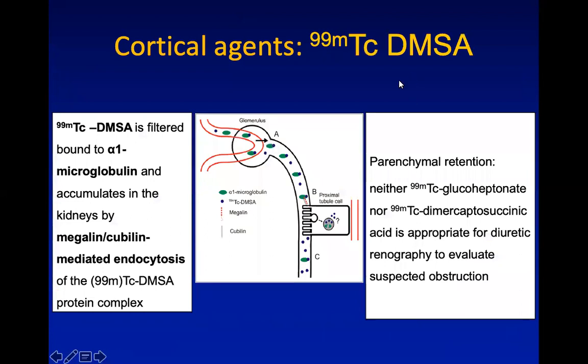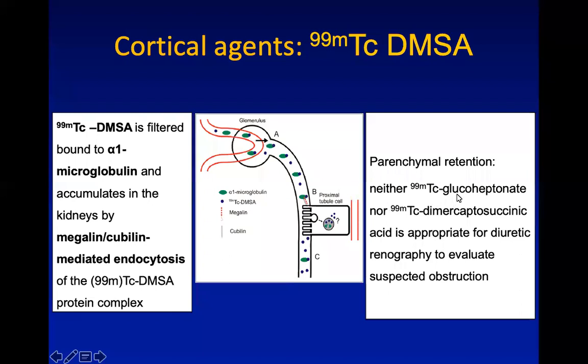Briefly on the cortical agents, nobody uses GHA anymore. Very few people use GHA. Namely, it is DMSA that is of use. So technetium DMSA is filtered. It's bound to the alpha-1 microglobulin, and it accumulates in the kidney cortex with the megalin-cubulin-mediated endocytosis. So there is parenchymal retention of this tracer.